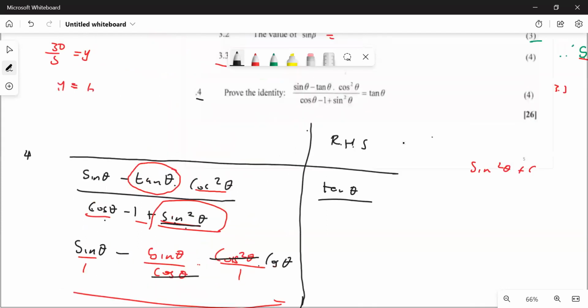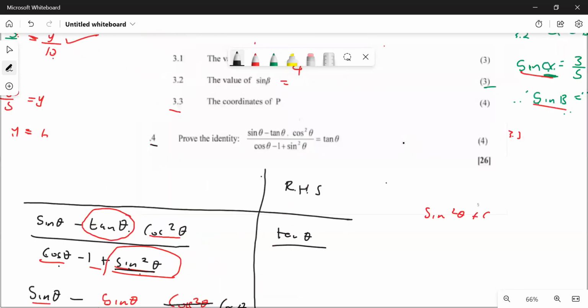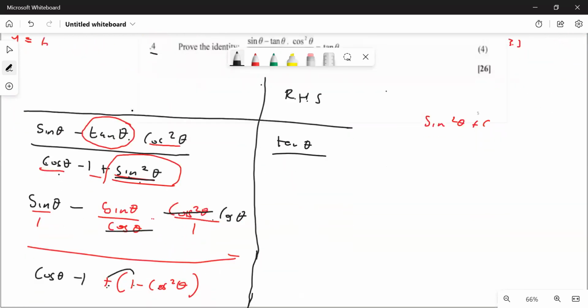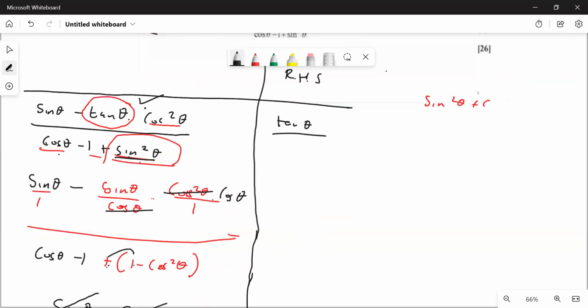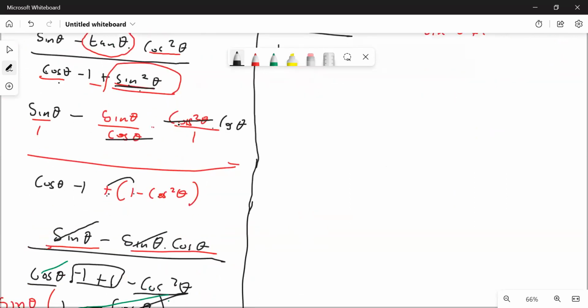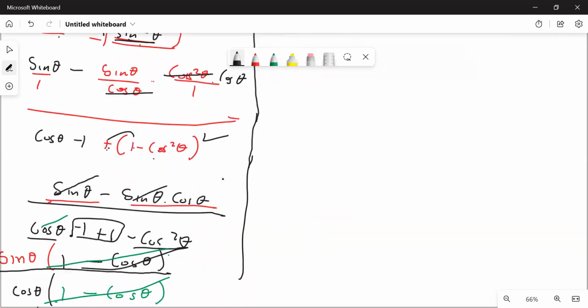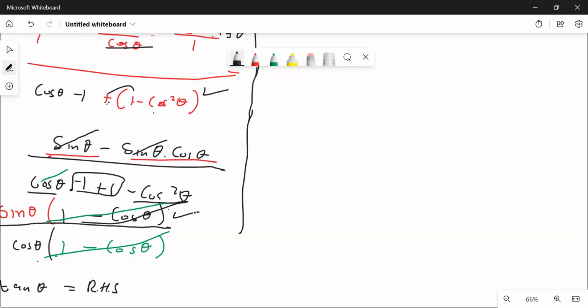And then this question, how many marks is it? It's 4 marks. So where are you going to get your 4 marks? You're going to get 1 mark for changing tan. And then from here onwards, you're going to get another mark for changing this one, the cos. 1 mark there. Also 1 mark for factorizing this one, and then 1 mark for factorizing this one. And then all in all, you get your 4 marks.